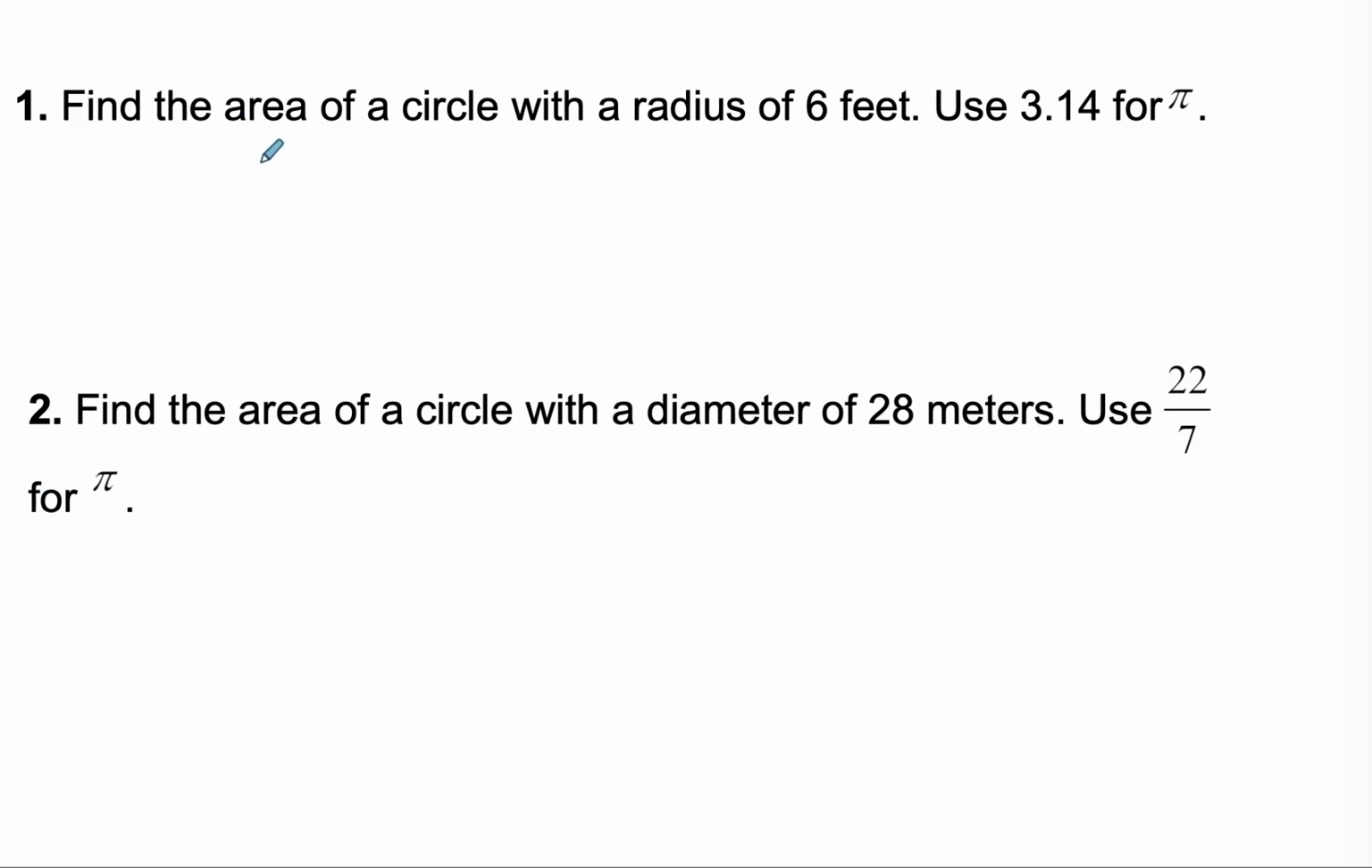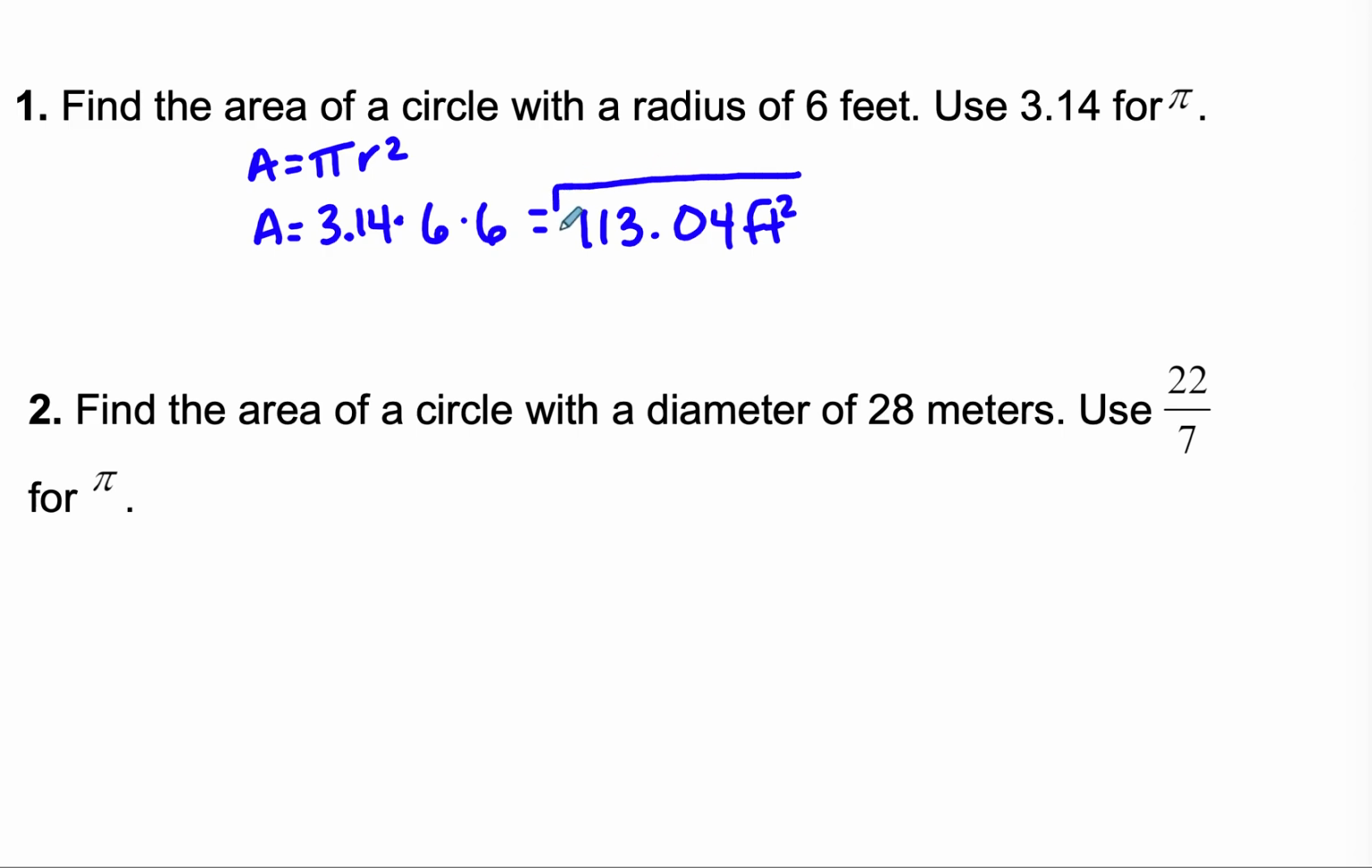All right, let's go ahead and check our answer. So area equals pi times radius squared. All right, area equals 3.14 times our radius twice. 6 times 6. All right, so 6 times 6 is 36. So I'm doing 36 times 3.14. I get 113 and 4/100ths, and that is going to be feet squared. Always using square units for area.